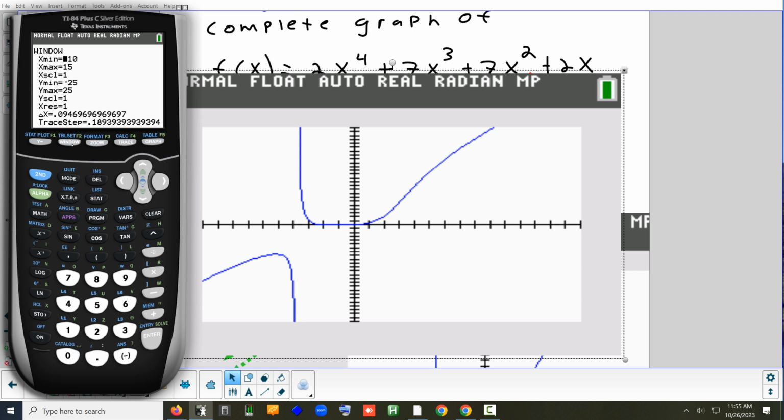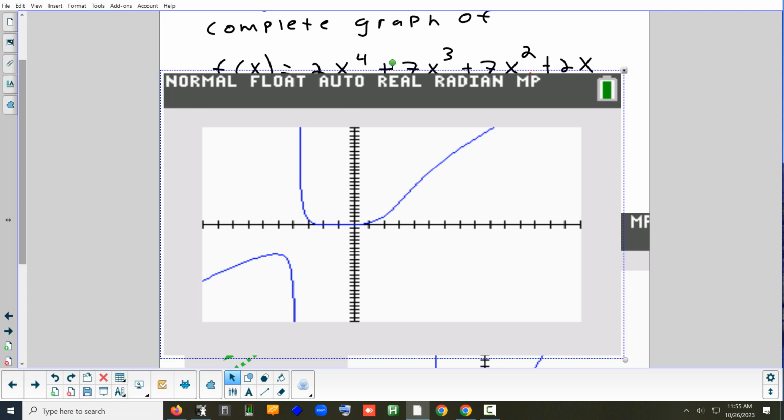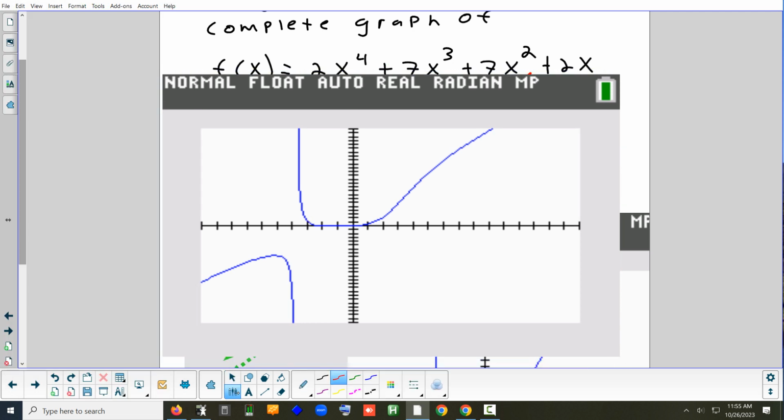But in order to really get a complete graph of this one, I think you need two windows. You need to zoom out, and we've got to zoom in. So let's start by zooming in. Let's try right here.